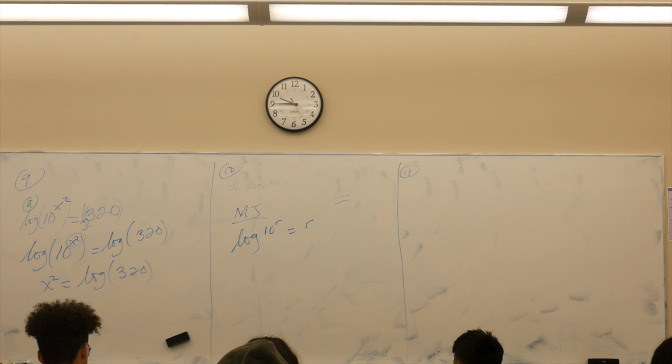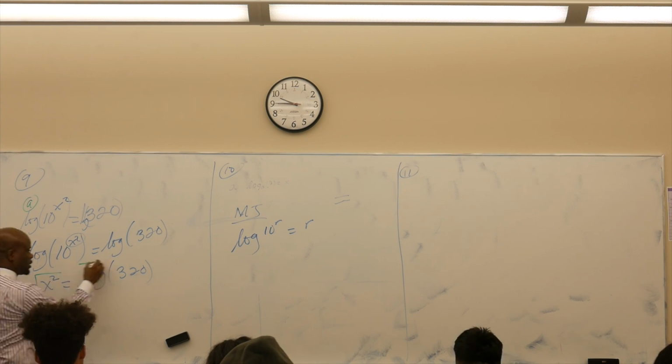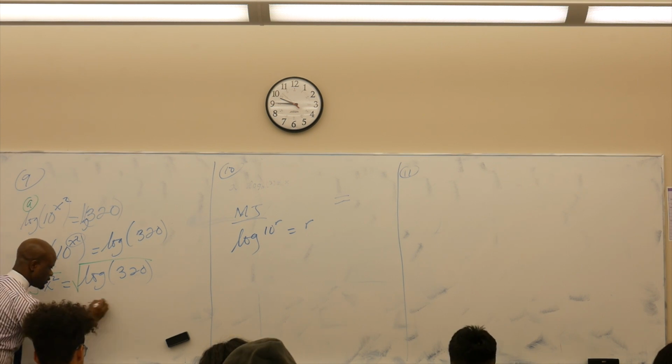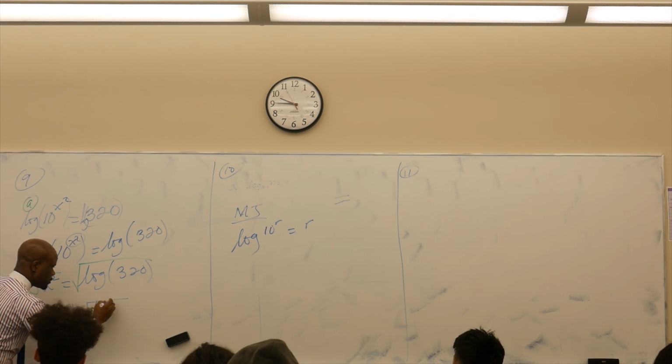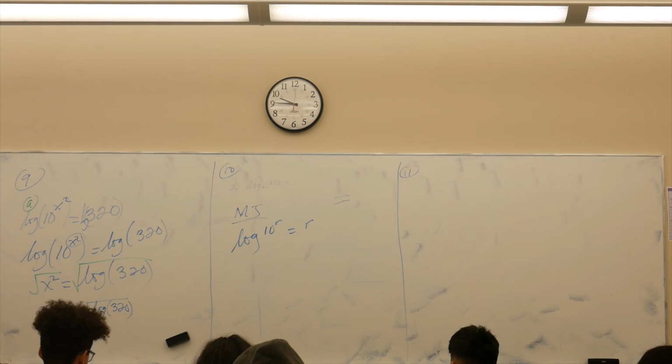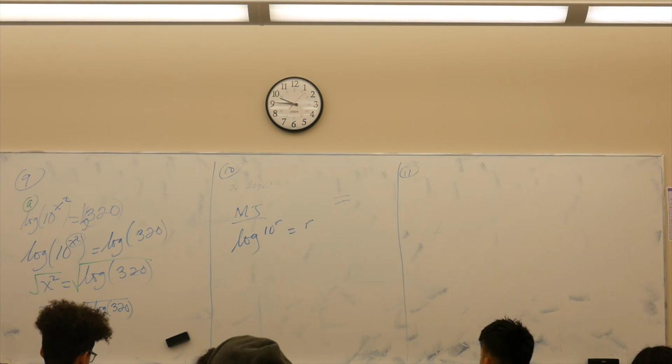Any questions so far? We all good? So I have x squared, but I need x. What should I do? Square root. Am I done? You gotta do both sides, right? Again, whatever you do to one side. So x is plus or minus the square root of the log of 320. Remember we said every time we take the square root of a number, we get two possibilities, right?